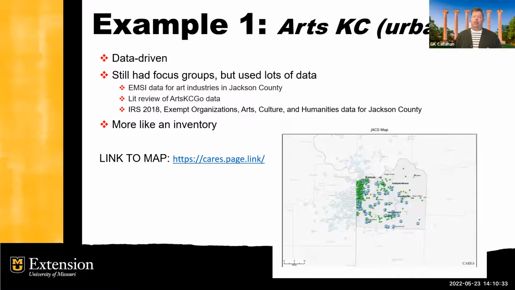One of the differences between rural and urban is that in an urban setting, because the population is so dense, it's really hard to hold lots and lots of focus groups. It takes tons of manpower to get all this data collected when a lot of that data exists out there. So using EMSI data and IRS tax exempt data, and our local arts council's own resource data, we were able to put together this large inventory map.